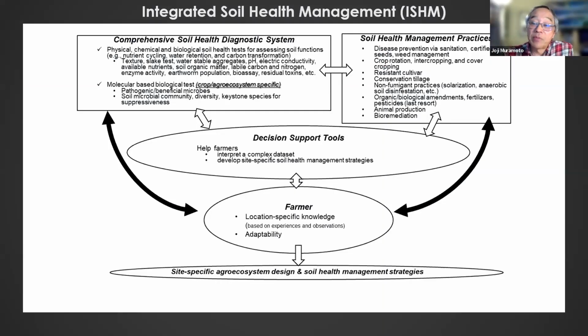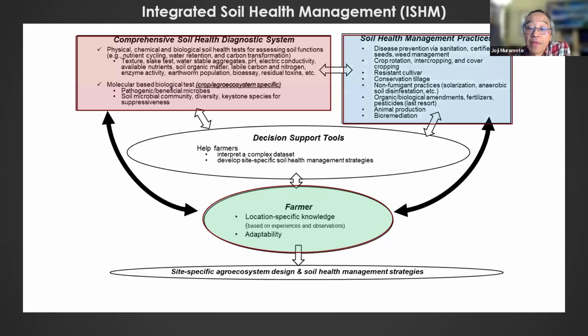The proposed ISHM system in this context consists of 4 components. First is a comprehensive soil health diagnostic system. Second, farmers' location-specific knowledge and adaptability. Third, a suite of soil health management practices. And fourth, decision support tools. The overall goal is to develop site-specific agroecosystem design and soil health management strategies. Now let's take a closer look at each component.